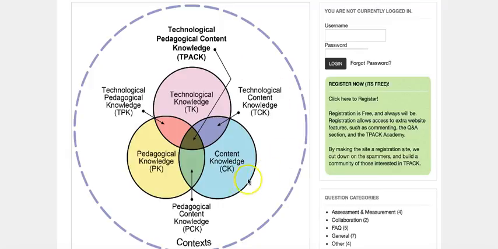Next, on the opposite side, is TCK. So we had TPK over here, which is technology with pedagogy. Then over here we have technological content knowledge. So technology mixed in with your content. How do I use technology to teach or get across the content, not just the pedagogy, but the content itself?